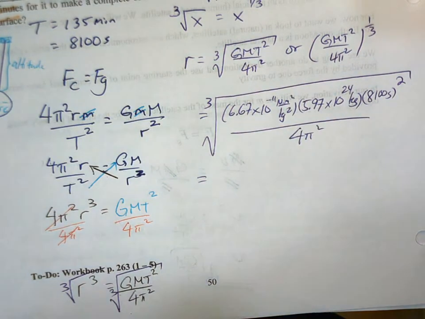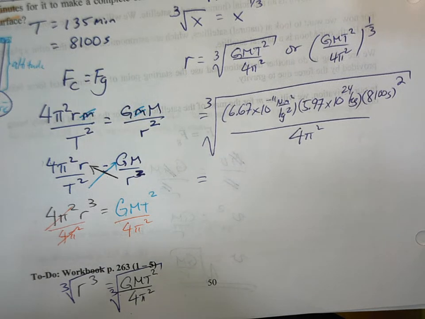So we have a lot in the calculator that's going to get punched in. So we've got to be really careful with this. And let's see here. A lot going on. Okay, I got my cubic root function ready. So I got my 6.67 times 10 to the minus 11. I have my 5.97 times 10 to the 24. I have my 8100 seconds squared.